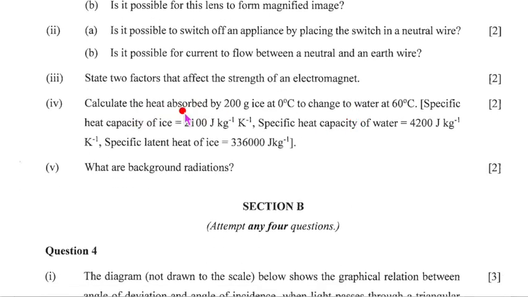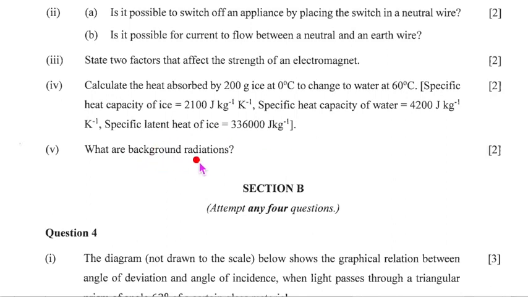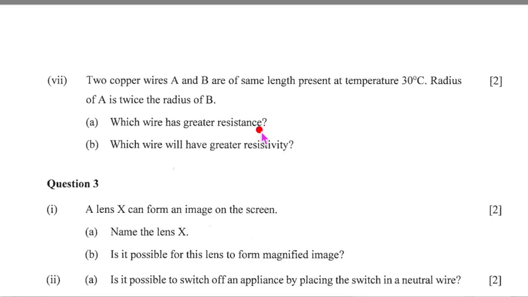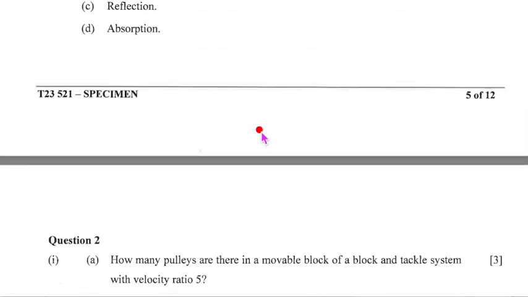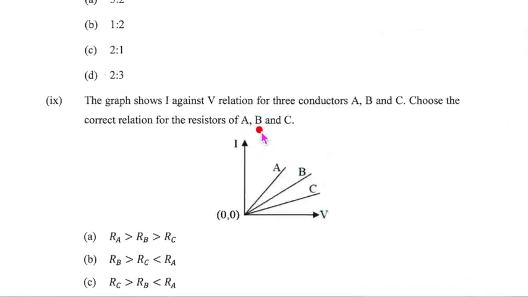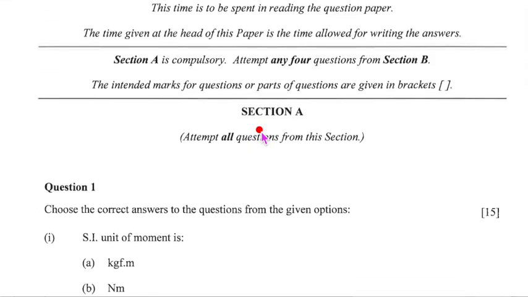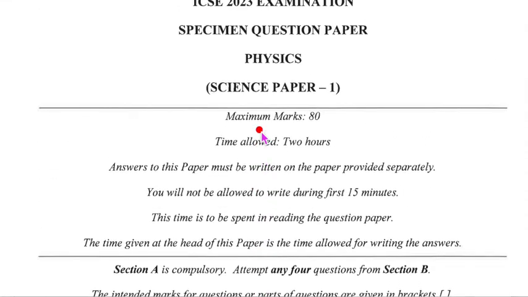And then we have calculate the heat absorbed by 200 grams of ice at 0 degrees C to change to water at 60 degrees C. So ice at 0 becomes water at 0, then it becomes water at 60. So this is very doable. And water background radiations, this again is your learning type of questions, what I call a rote type question. So I think this is pretty doable. You should be able to write this in about 1.5 hours, although it is a 2-hour paper. So that is how we should plan our reading time when you get the paper in hand for the board examinations.